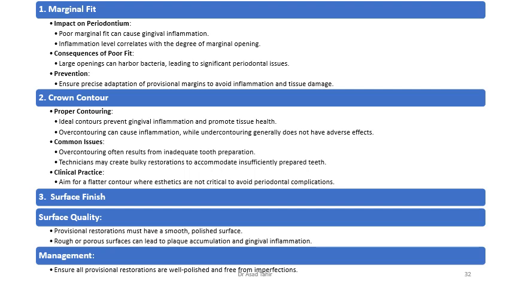Surface finish. Surface quality. Provisional restorations must have a smooth, polished surface. Rough or porous surfaces can lead to plaque accumulation and gingival inflammation. Management: ensure all provisional restorations are well polished and free from imperfections.